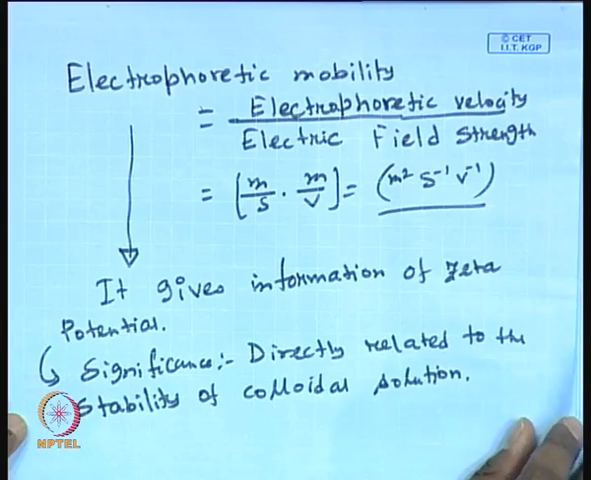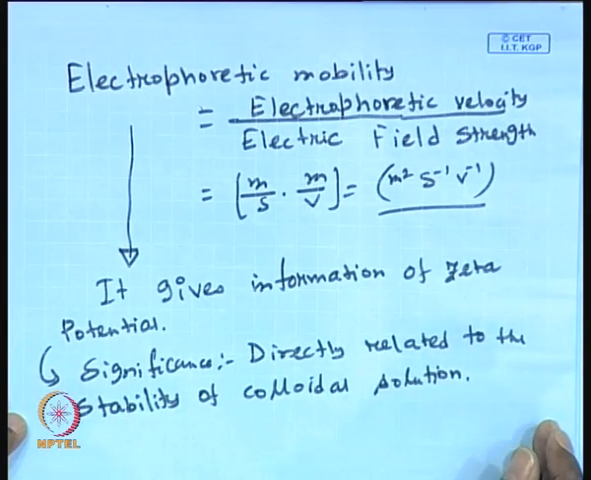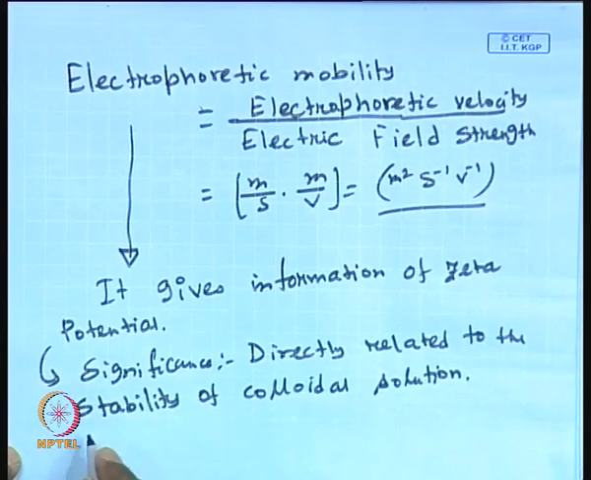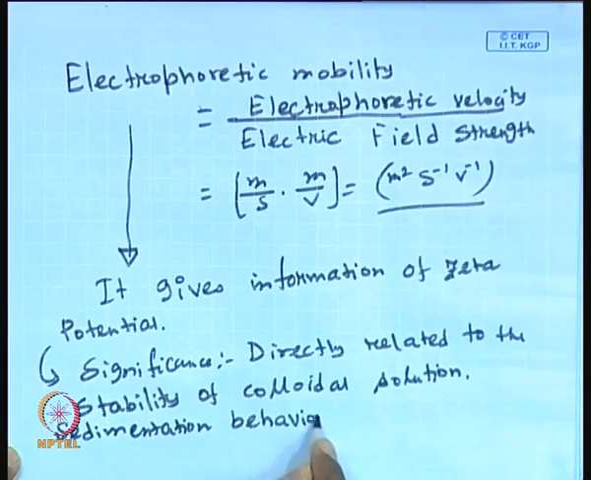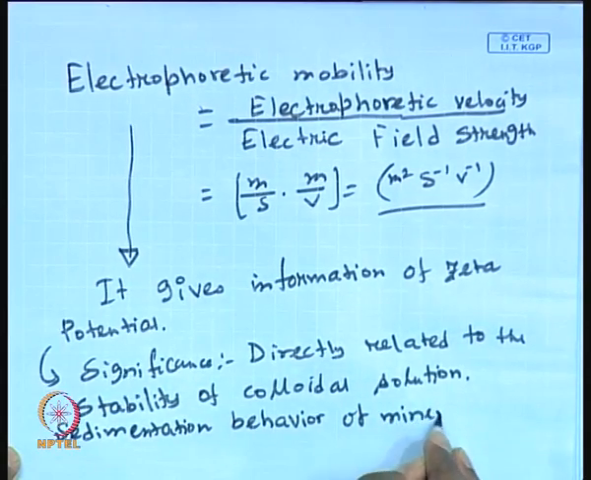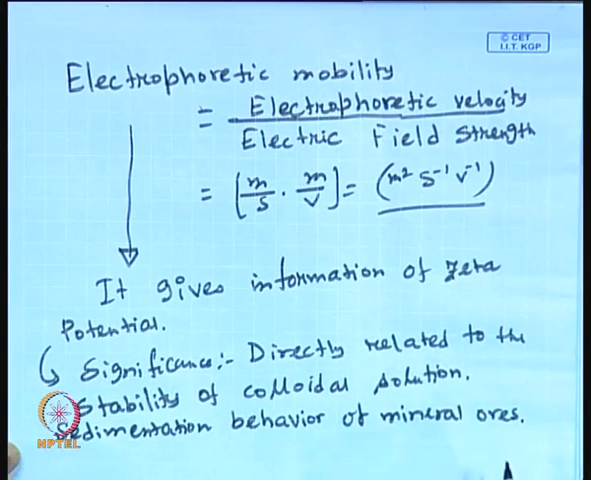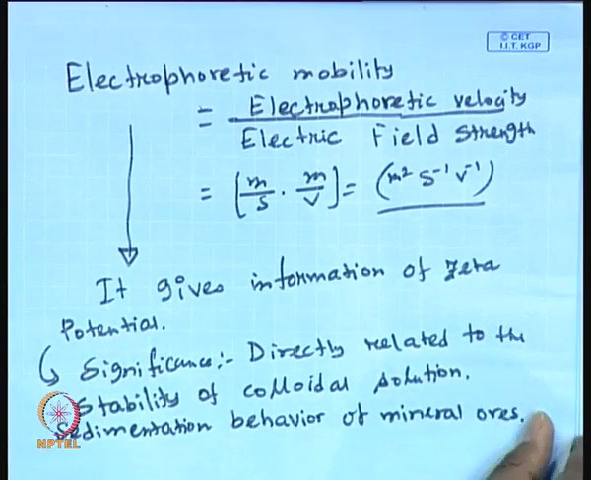Okay, next, the sedimentation behavior of mineral ores is one of the fields. In the processing of minerals, etcetera, the zeta potential will be really required. So, if the zeta potential is very high, the dose of coagulant must be very high, so that they will be added and precipitated. So, the measurement of zeta potential has direct implication regarding the stability of the colloidal solution.